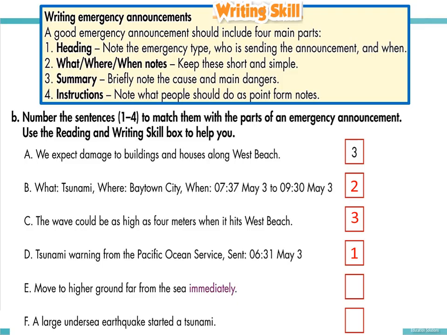And how about E? Move to higher ground far from the sea immediately. E. Okay, maybe instructions. Number 4. Alright. Now let's see. Okay, good job. E is number 4. And how about F? A large undersea earthquake started a tsunami. So maybe a little about summary, right? Is it number 3? Oh, well done. Okay, you already numbered the sentences from 1 to 4. Okay, very good.